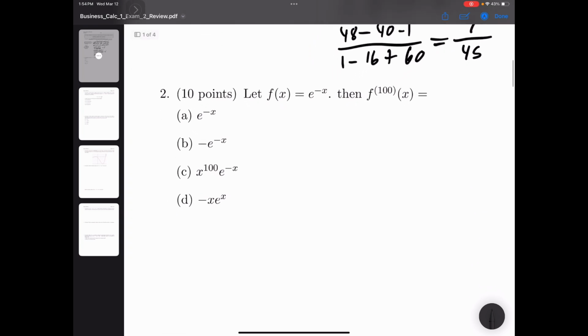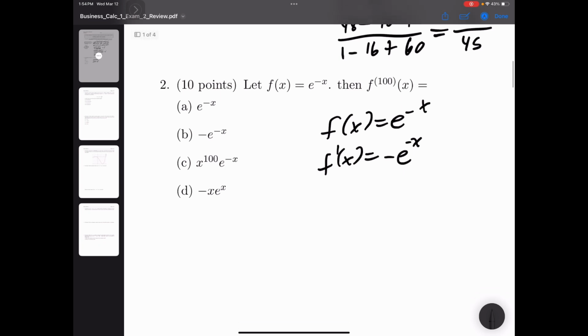Moving along, number 2 says let f of x equal e to the negative x, then f to the 100th, or the 100th derivative of x, is equal to what? Well, let's see what this means. So f of x equals e to the negative x. Then f prime of x is going to be equal to, remember, the derivative of e to the x is just e to the x. So the derivative of e to the negative x is going to be the chain rule, derivative of negative x, which is negative 1, times the derivative of e to the x, which is e to the x. And so we keep our e to the negative x, we get a negative 1 sign out front.